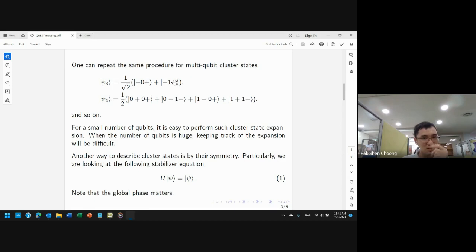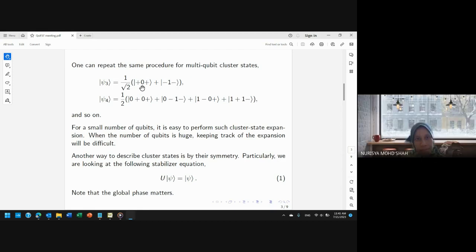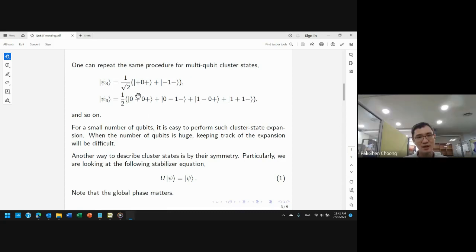So as you notice, there's actually some kind of pattern when you add in an extra qubit. You see that it's like a linear combination for the zero part, and then for the one part you change a little bit of the sign. I calculated up to 6 qubits, and you can still see the pattern.